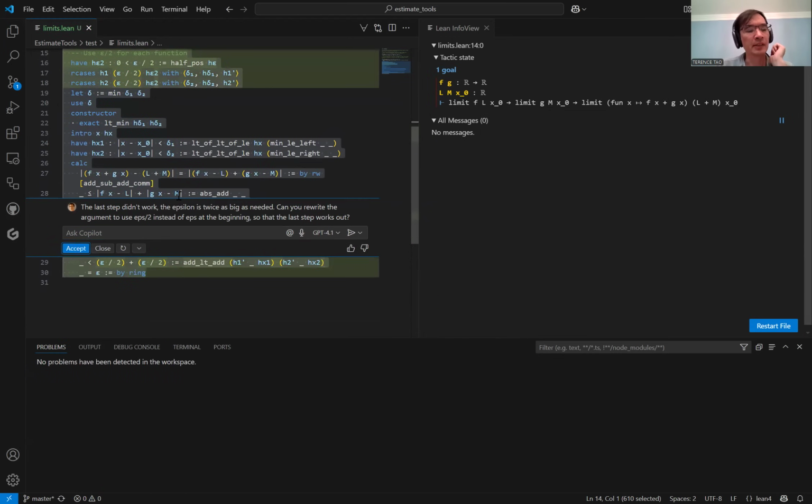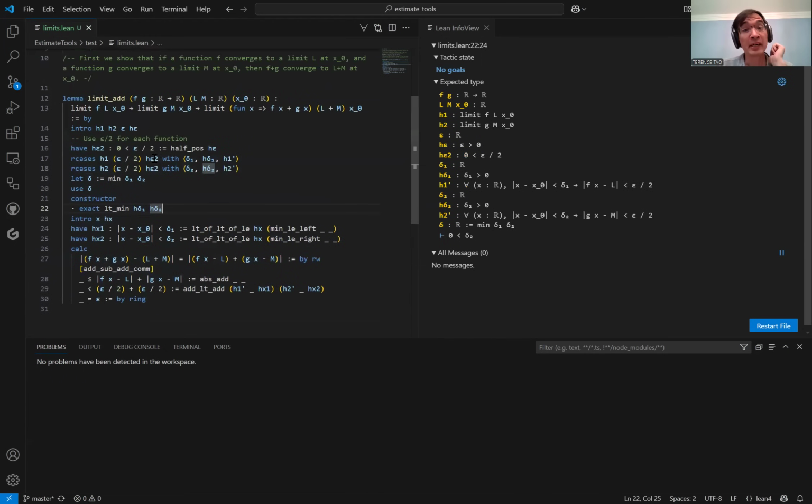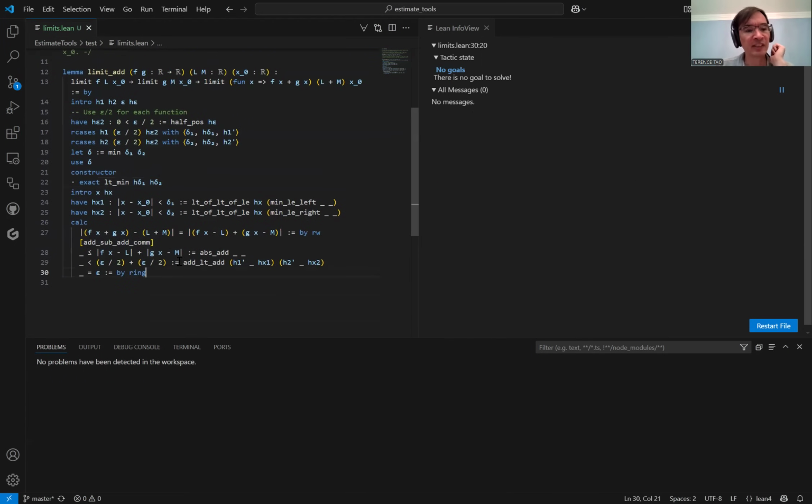Okay, so let's see. Okay. And now it has compiled. So we have actually proved this lemma mostly through just prompts to GitHub Copilot. There are still issues, so you do have to stay on top of what's going on, but the fact that it's interactive is very nice.